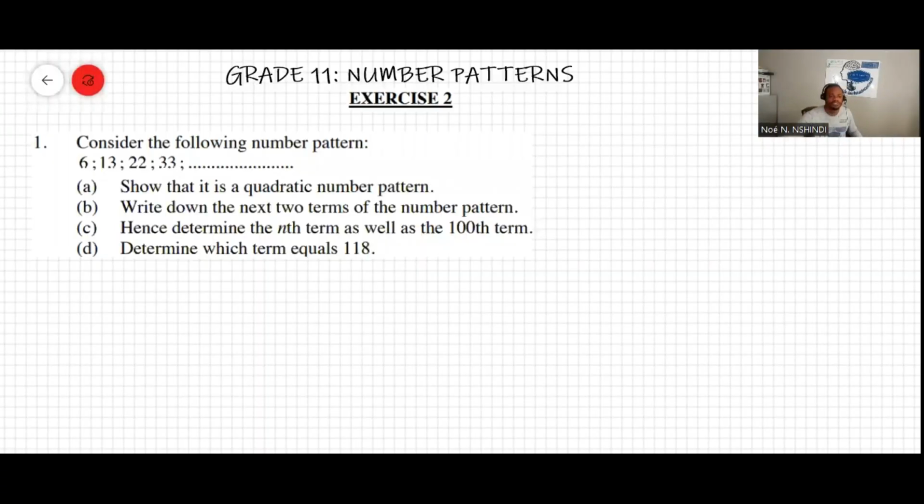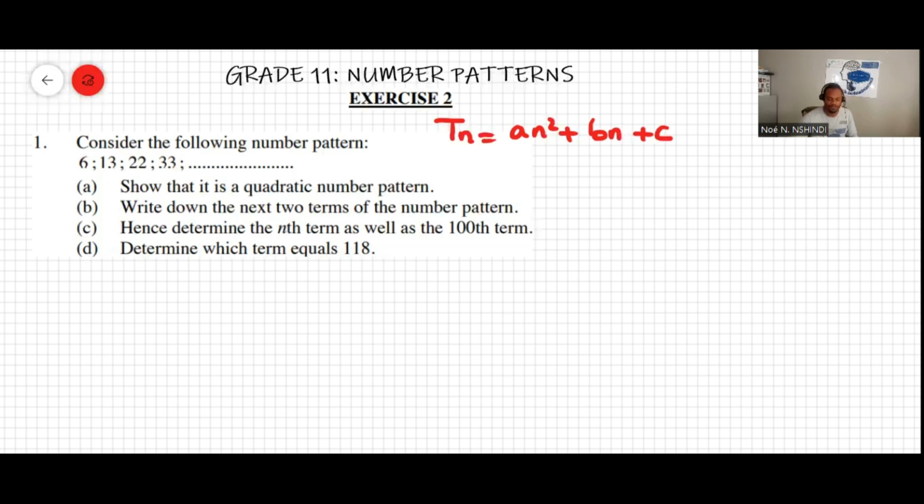Well, we have another question here that says, consider the following number pattern. We have the number pattern as you see there, 6, 13, 22, 33. And then the question says, show that it is a quadratic number pattern. We know the condition to have a quadratic number pattern is that the second differences are common. And quadratic patterns are of the form an squared plus bn plus c.